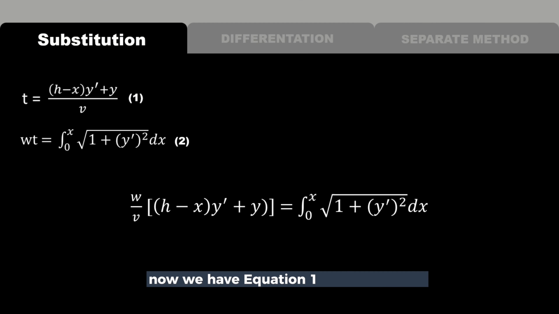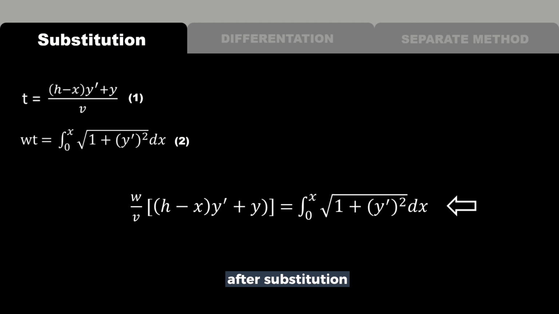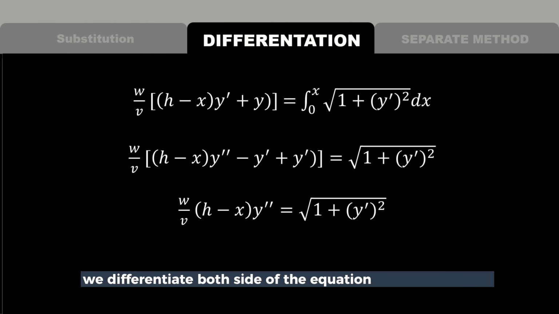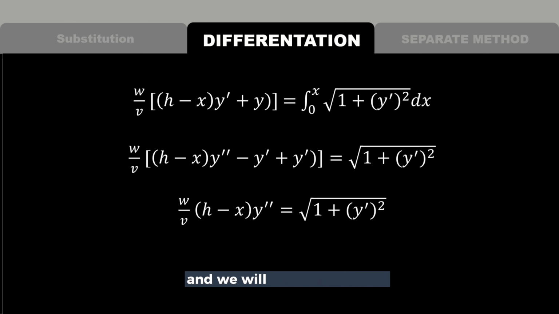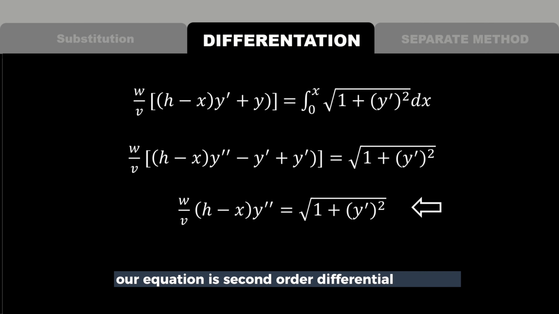Now we have equation 1 and equation 2. Then, by using the substitution method, we get this equation. After substitution, we differentiate both sides of the equation with respect to x, and we will get this equation. But then, our equation is a second order differential equation, which is quite hard for us to solve.